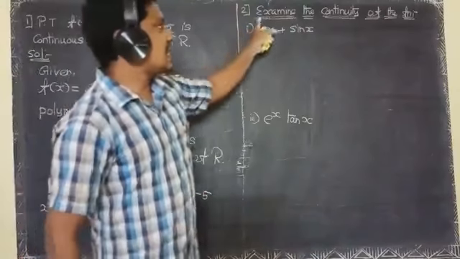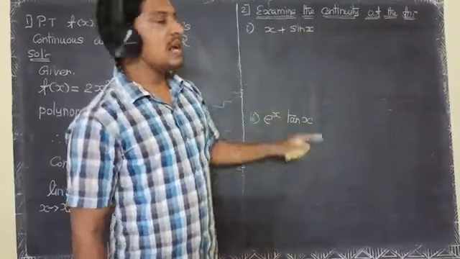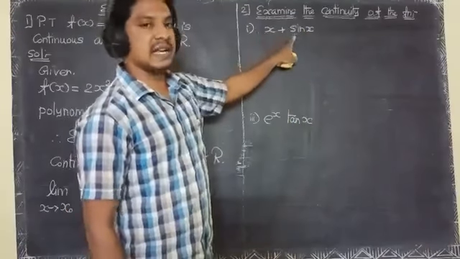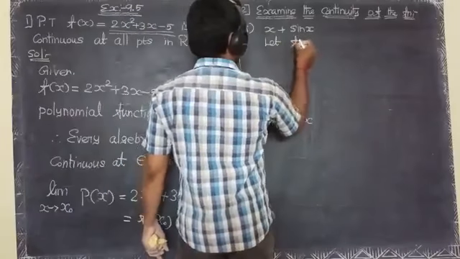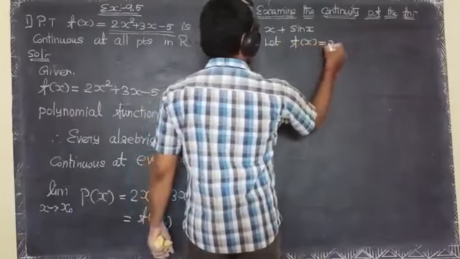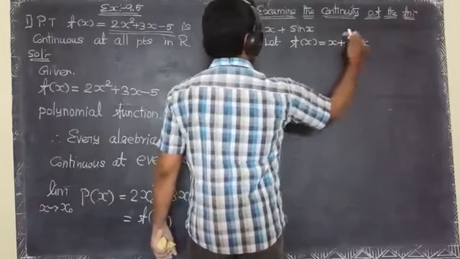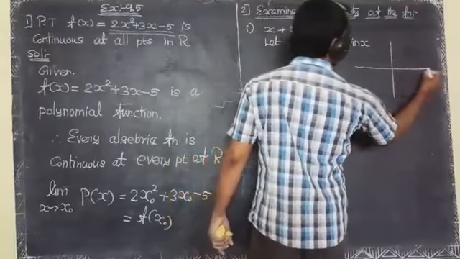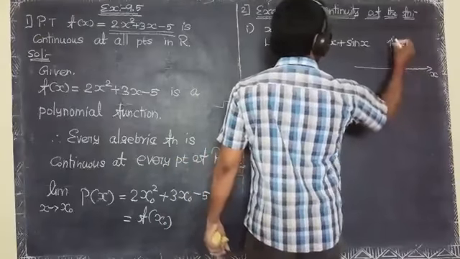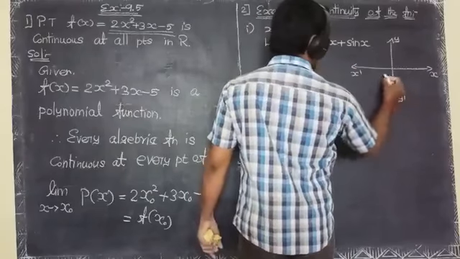Second question: examine the continuity of the function in the first subdivision, x plus sin x. Here given function, let f of x equal to x plus sin x. Here we know the curve of sin x, with the x and y axes and the origin.